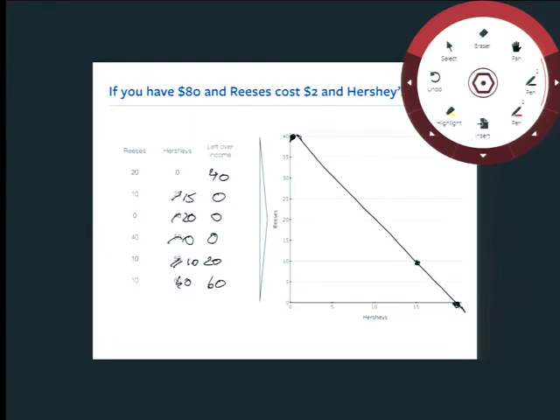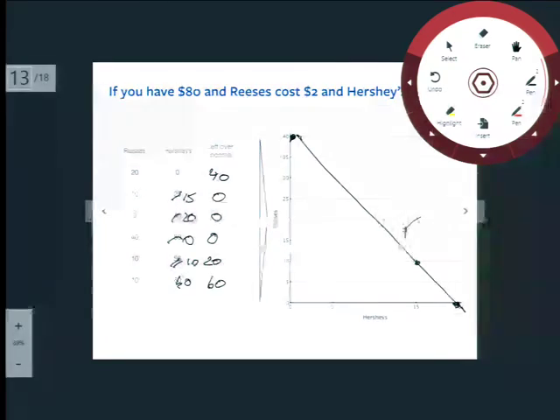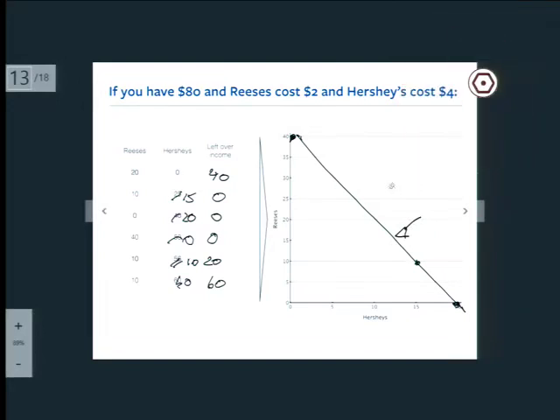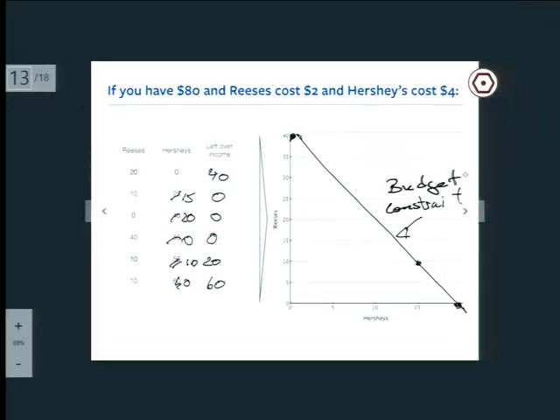But I could keep on playing this game, right? Pick another point. 10 bags of Hershey's, you're spending $40 on Hershey's, and 20 bags of Reese's, you're spending $40 on Reese's, you're spending all your money. So on this line here, the line that connects 40 Reese's, 0 Hershey's, and 20 Hershey's, 0 Reese's, all of these bundles right here are the possible combinations where you're spending all of your income. This line right here is called the budget constraint. Wow, that's terrible writing. I'll get better, I promise. But this is the budget constraint. This is the set of bundles that you can choose to consume, and you're spending all of your income.